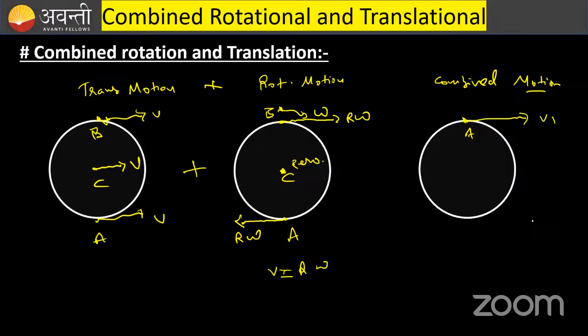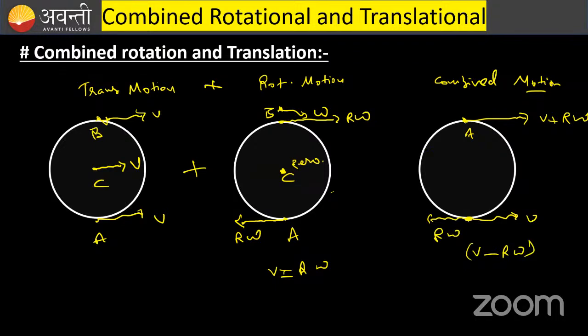So it will become V plus R omega. And if I talk about point B, the net velocity will be: one is V in the right side and another is R omega. So net velocity will be V minus R omega.